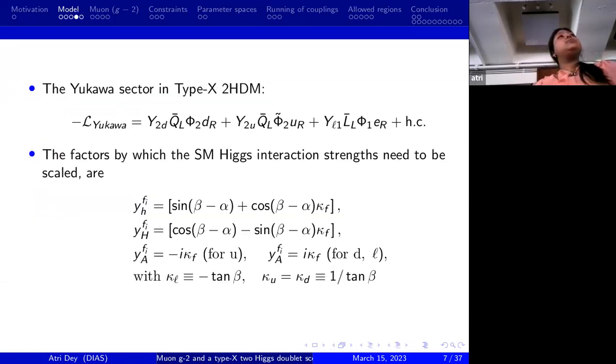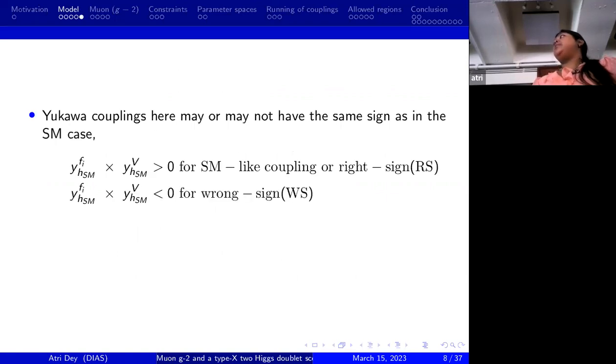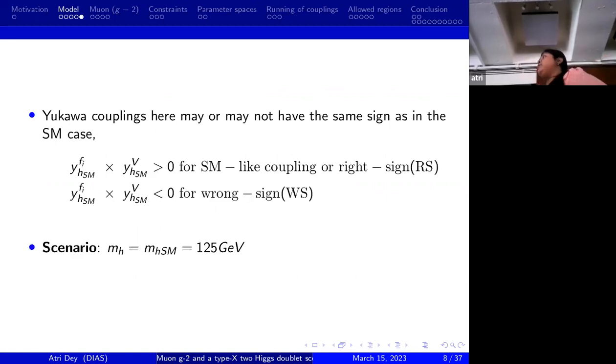And just to clarify also, the quarks and leptons are getting their masses from different Higgs doublets. The physical states are mixed up with phi1 and phi2 with some mixing angles. And our scenario here is that we consider our small h to be our standard model like Higgs.